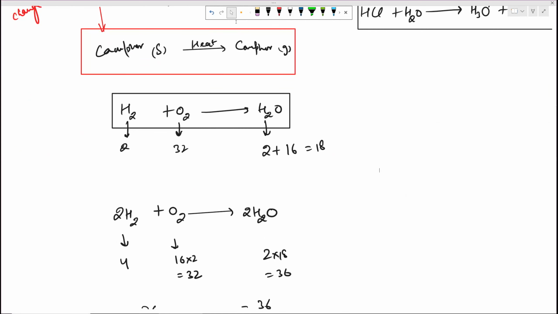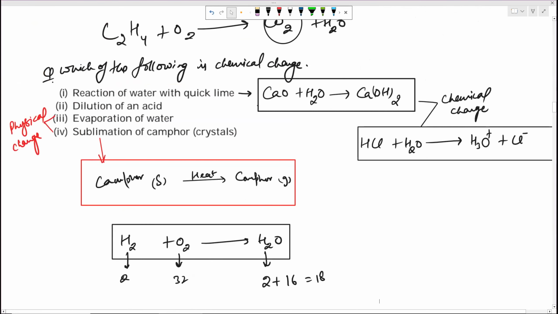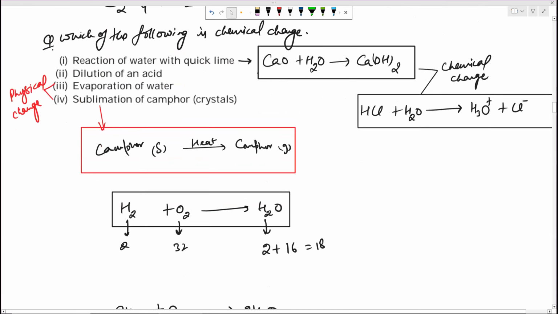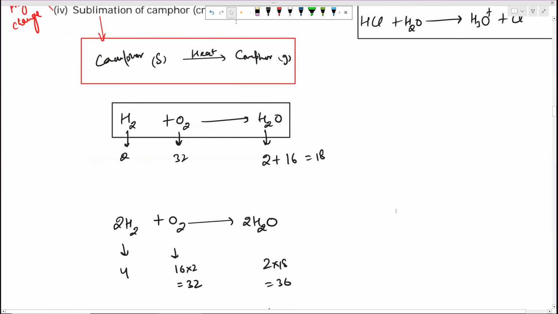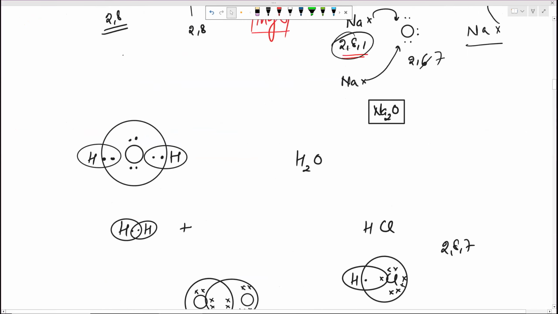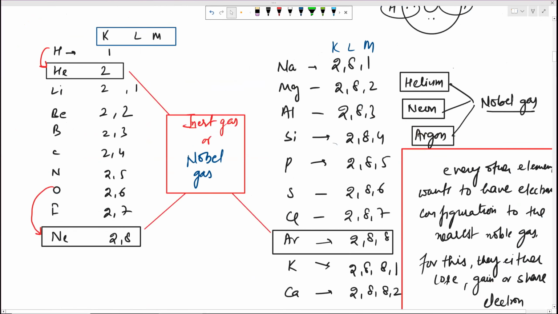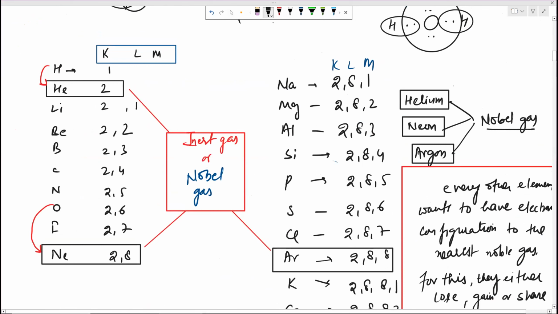Have you noted all this, everybody? Yes, sir. Now look at this. We will write the hydrogen as H2. Why? Because hydrogen alone is the hydrogen atom, which has only one electron. And hydrogen wants to have the stable electronic configuration of helium. It wants 2 electrons, but it has only one.